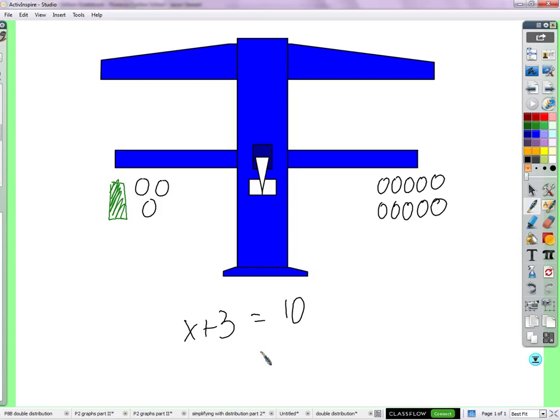Okay? You want to make sure you keep it balanced, and you do it to each side. Keep it balanced. And that's why we do the same thing on both sides.